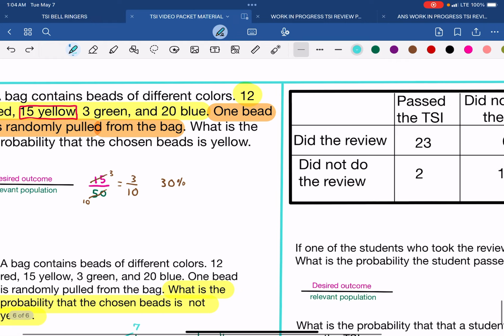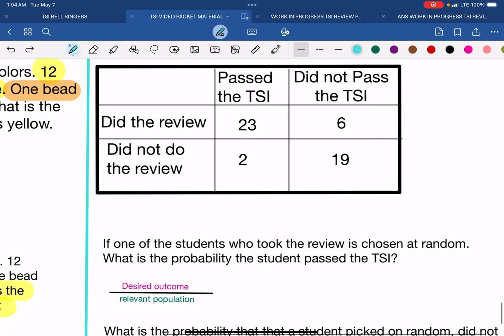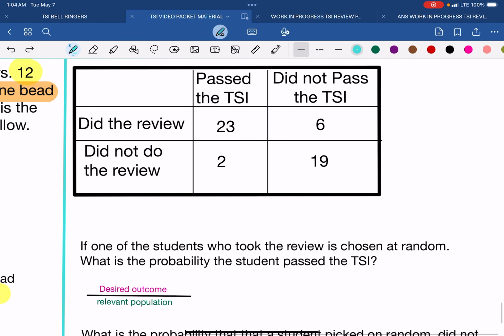The ones where people mess up a lot is when they're given a table. So let's look at this. Let's examine this information. All right. What is this table giving us? Passed the TSI. Cool. Did not pass the TSI.